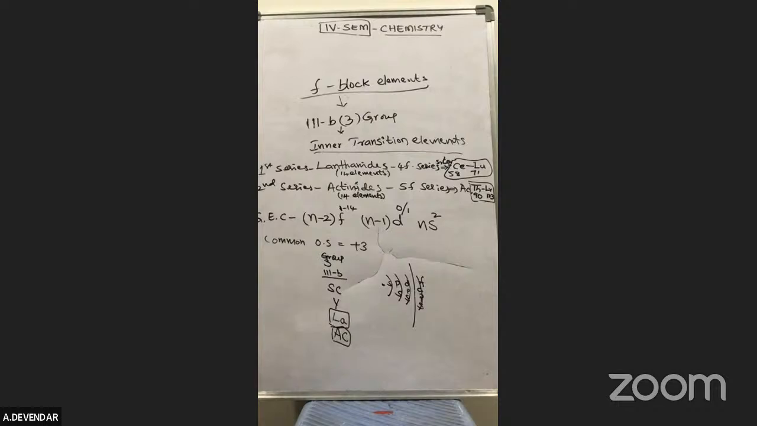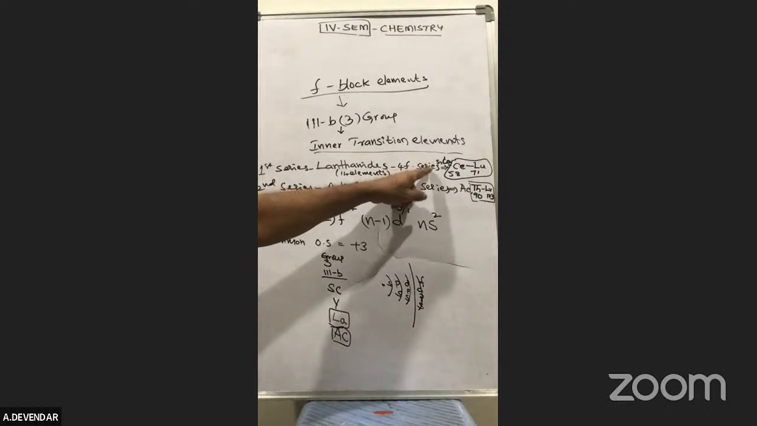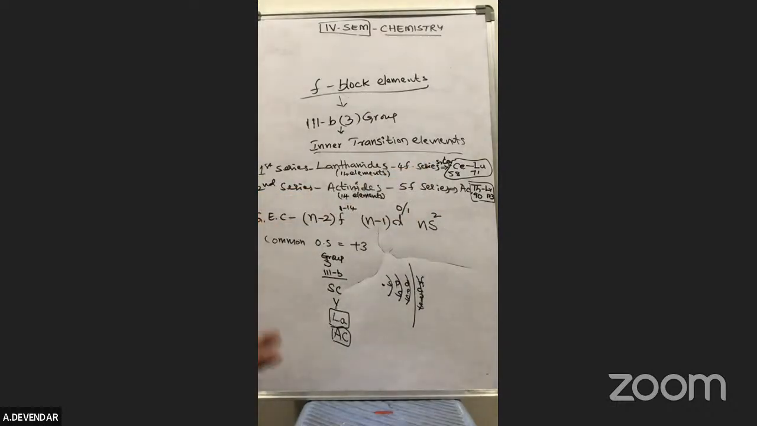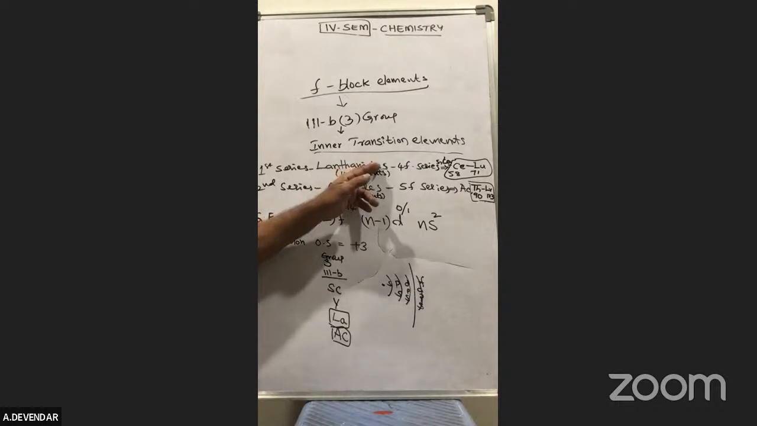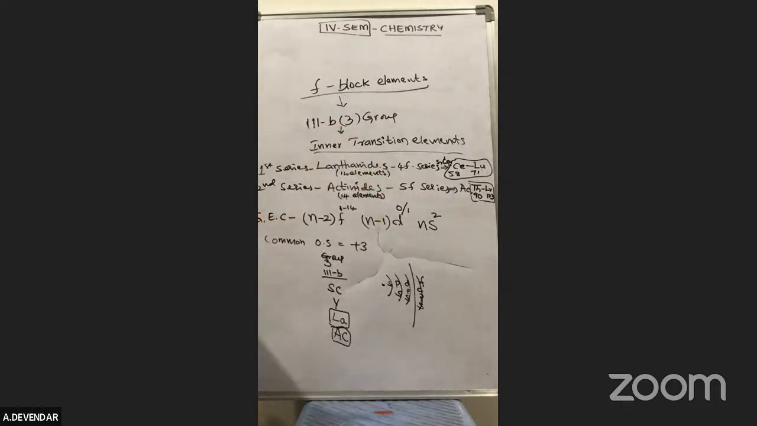A few points are given in the comparison of the lanthanides and actinides. The similarities, which I already told you: the common oxidation state is +3. And both the 4F series and 5F series are paramagnetic in nature. In our book this point is not given, so you can add it. Both are similar in that they act as paramagnetic.